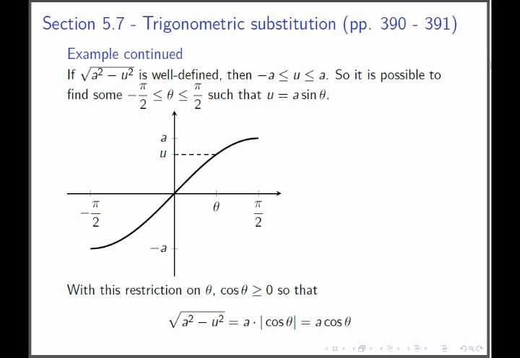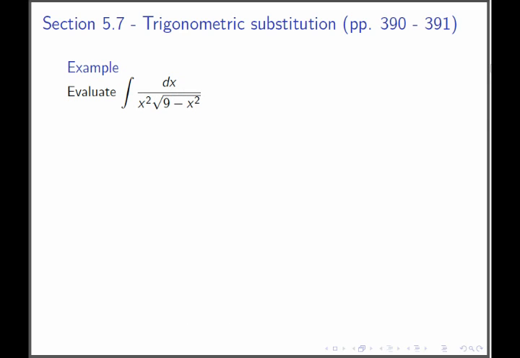With this restriction on theta, we're certain that cosine will be non-negative. Cosine of any angle in this range is non-negative, and therefore we get the nice simplification that we were looking for. The absolute values go away so long as we restrict theta to this range. Okay, so let's see how this goes in practice.